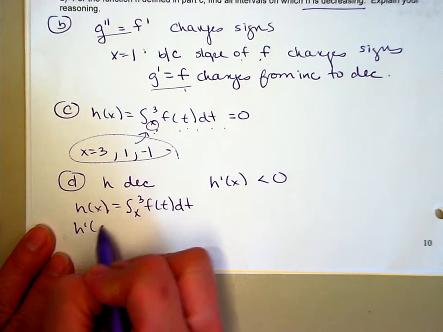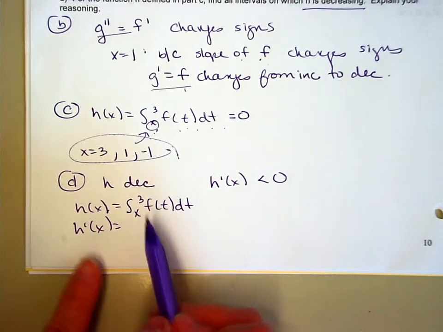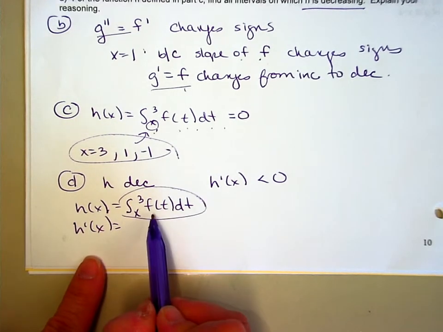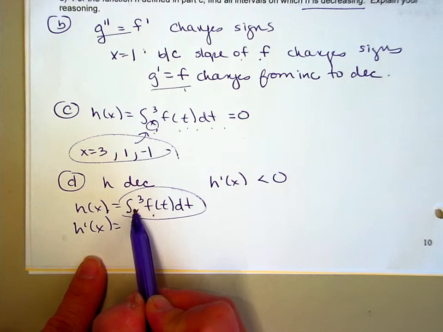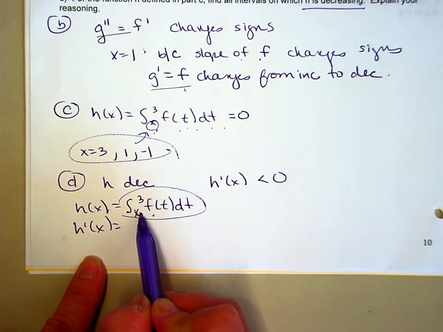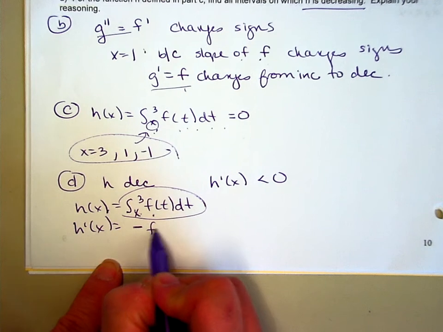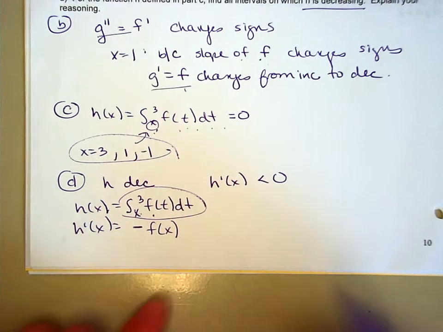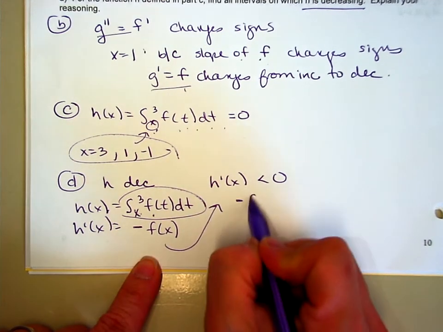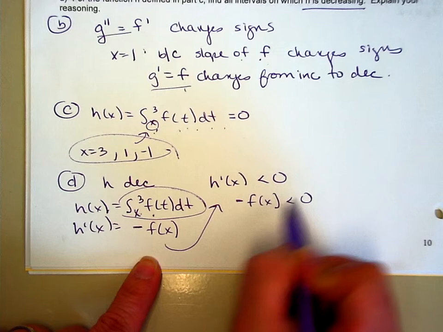Again, here's your second fundamental theorem. h prime is the derivative of this, so it does the integral. Notice the x bound is on the bottom this time, so h prime is going to be negative f of x. So I'm going to take this, substitute here. Negative f of x is less than 0. This is what I'm looking for.